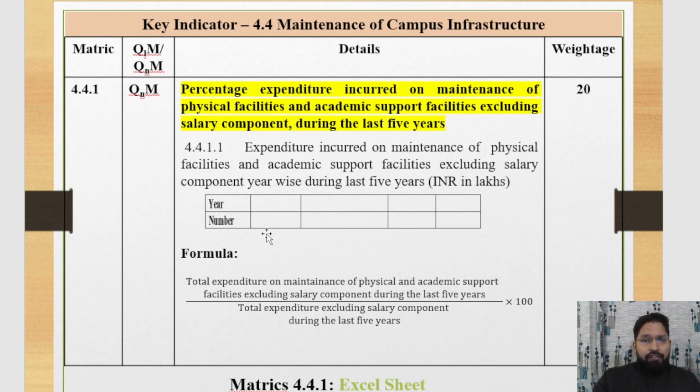This is the formula of expenditure. With the help of this formula, you can calculate the expenditure. It covers expenditure on maintenance of physical facilities and academic support facilities, which you can mention here in terms of percentage. Now we discuss the template of this metric 4.4.1.